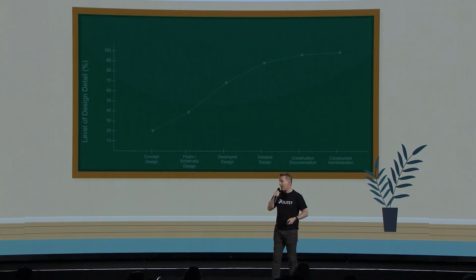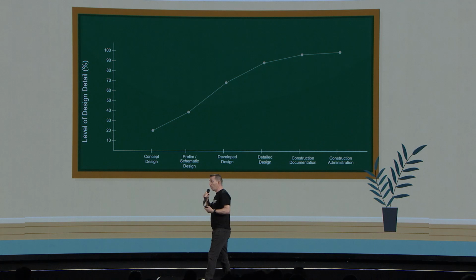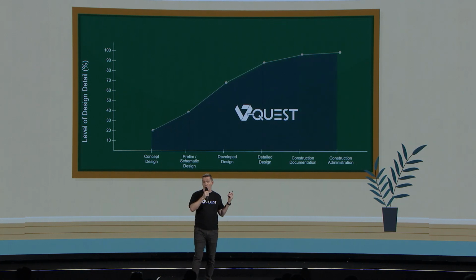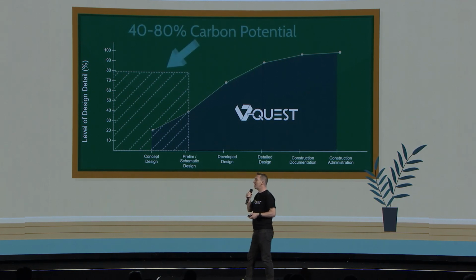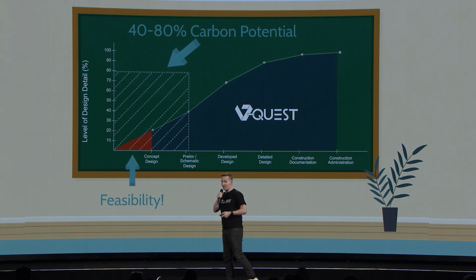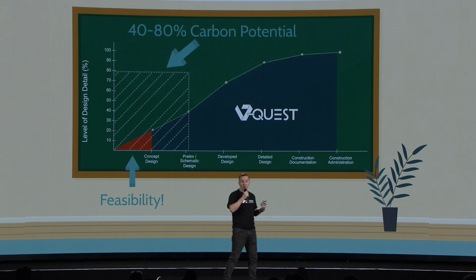Now, we've cracked a large part of that decarbonization problem, but we're missing a huge opportunity, and we know that. You see, VQuest starts working at concept design, and it works all the way through to delivery. However, 20 to 40% of that decarbonization opportunity exists at the earliest stage of design, before you've even drawn a line in that design. Now, we believe that's a data problem, and we believe that we can solve it.